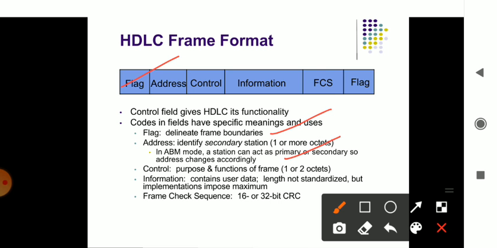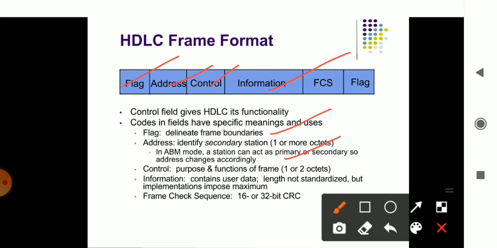Control is nothing but for the maintenance of the flow of your data. It has to have the control of when to send the data and when not to send the data. That is the part of your control. Then the information, whatever data is being sent, is said to be your information, and it has a fixed length. In that length only it has to transfer the data from one end to another end.